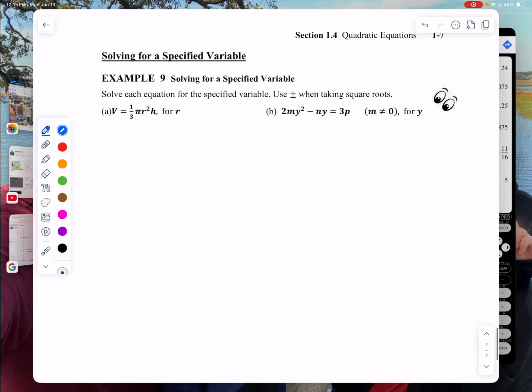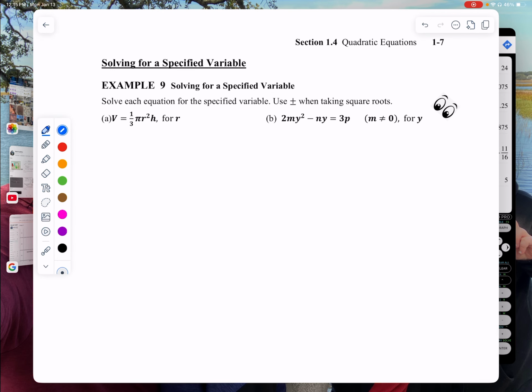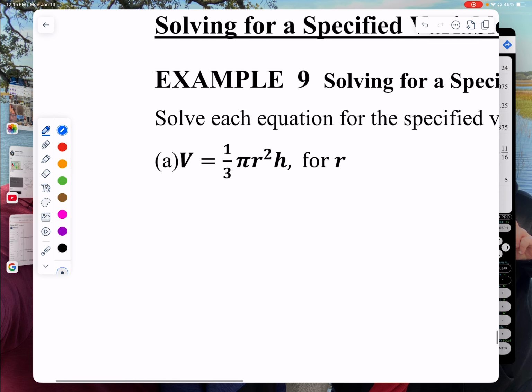The last thing is just solving for a variable. Okay, you've done this a lot in your algebra classes. It's just this one has some squares and some cubes and that kind of stuff in it. So I just want to make sure you know how to work this one. I'm solving it for r. So my r, notice that my r has a squared on it. Okay, but I need to get it all by itself.